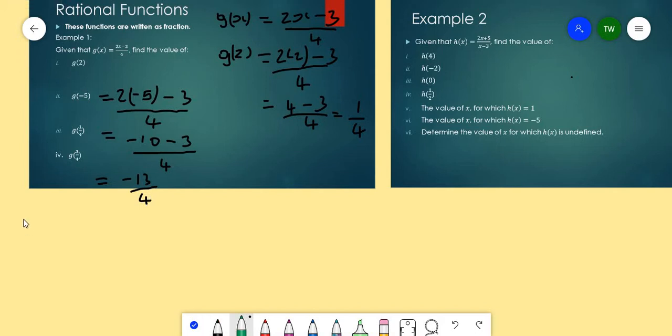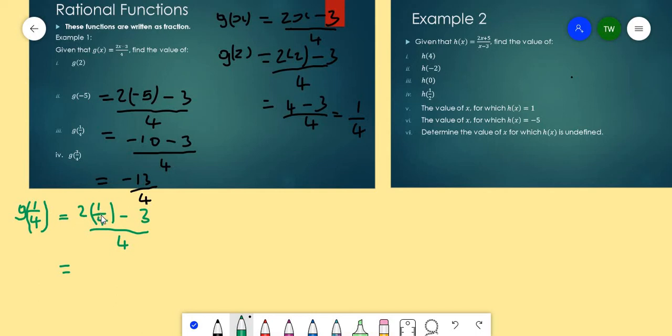So now we are asked to find g of a quarter. So we're going to write g of a quarter. So g of a quarter is going to equal 2 times, instead of putting back x, we're going to replace x with a quarter. Minus 3, all of that divided by 4. Now all we need to do is to simplify this.